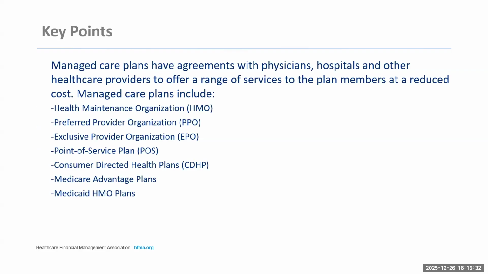Key points. Some of the things we've talked about. Managed care plans have agreements with physicians, hospitals, and other healthcare providers to offer a range of services to plan members at a reduced cost. Managed care plans include the HMO, PPO, EPO, POS, the consumer-directed health plans, Medicare Advantage plans, and Medicaid HMO plans. Managed care health plans use prior authorizations and utilization management review procedures and tools to determine if care is medically necessary. These procedures and tools include things like pre-certification or pre-authorization, referrals, notification, site of service limitations, case management, and discharge planning.